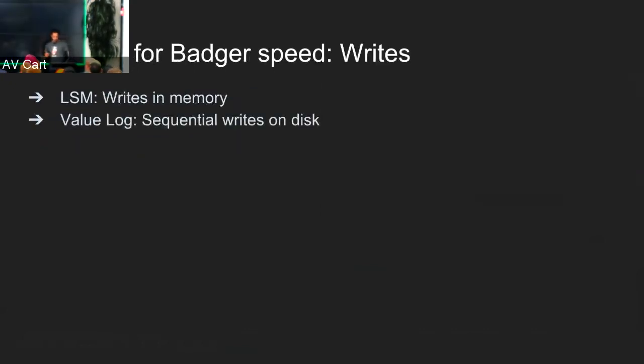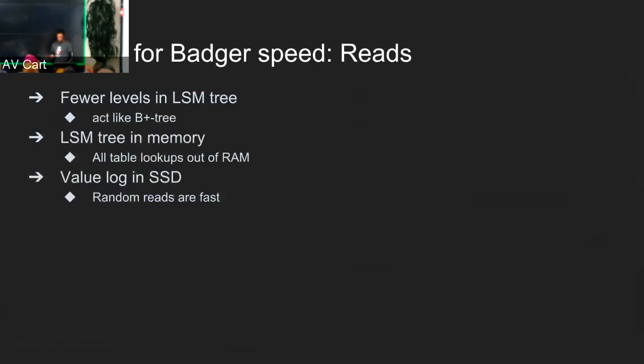Let's put this together to understand the reasons for Badger's speed. All writes are done in memory in the LSM tree, and all the value log writes are done sequentially, thus writes are faster. In terms of reads, there are fewer levels in Badger, which makes it act like a B+ tree. The LSM tree being in memory means the various levels can all be checked entirely out of RAM. Once we have found the key, we can do a single random read in the value log, which is served out of SSD. Therefore, even that read is really fast.